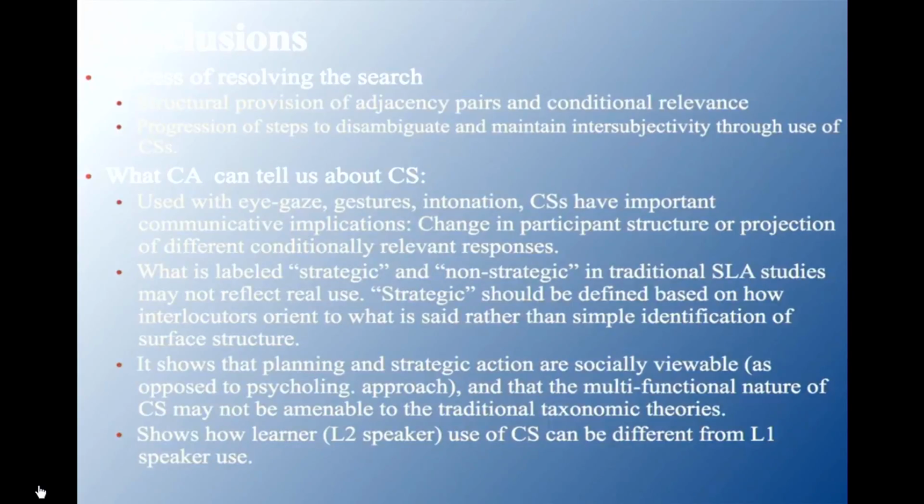It also shows that planning and strategic action are socially viewable, as opposed to the psycholinguistic approach, which involves guessing learner intention and thought, and that the multifunctional nature of communication strategies may not be amenable to the traditional taxonomic theories. It also shows how learner-specific use of communication strategies due to L1 interference can be different from native speaker use.